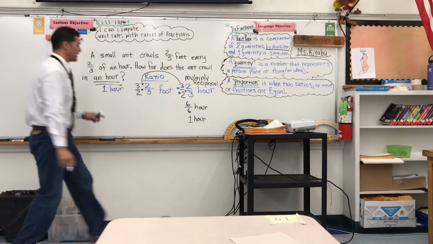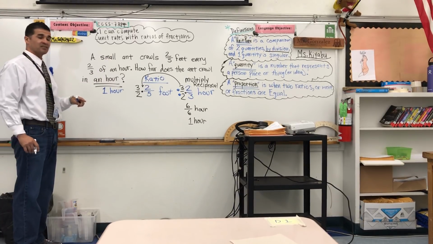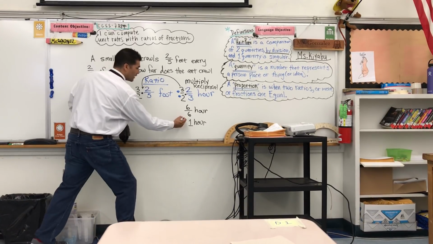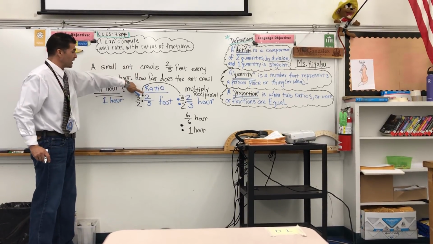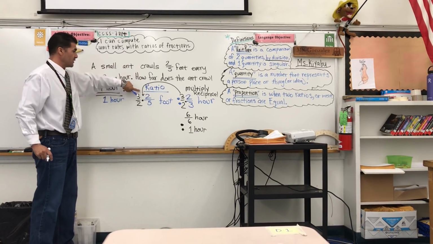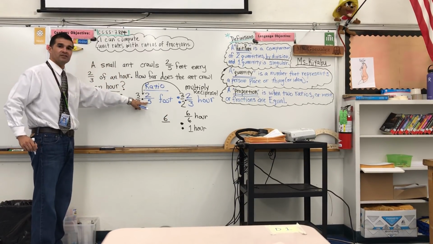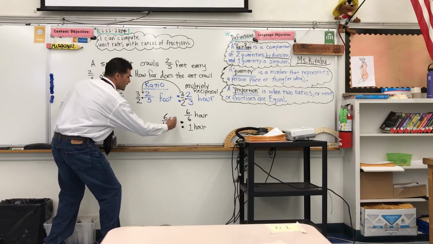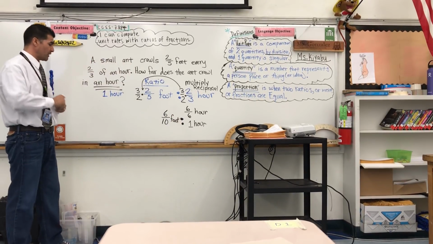I wanted to go ahead and find out how many feet in 1 hour this small little ant is going to crawl. So now let me go ahead and complete this by saying 3 times 2 on this numerator is 6, and 2 times 5 on this denominator is 10. And that's how many feet this ant is going to crawl in an hour.